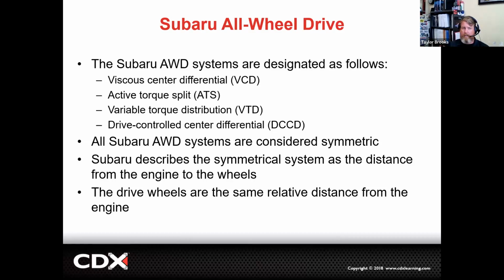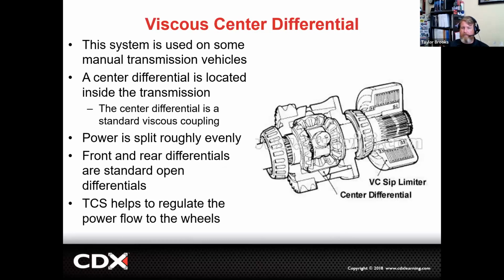We will have a viscous center diff. We will have active torque splitting if it's available, and sometimes it's selectable by the driver, and then variable torque distribution. So not only the front and rear, but also to the left and right. This allows four-wheel drive application in an all-wheel drive platform, so it will act as a four-wheel drive when necessary.